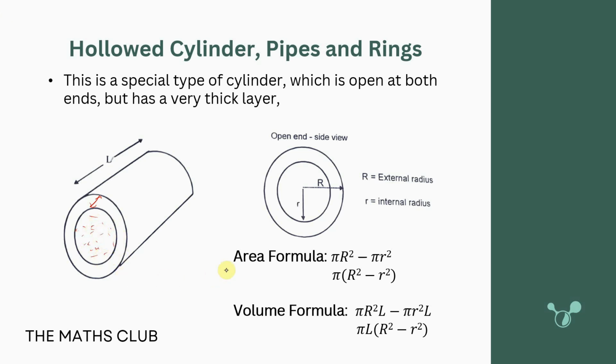So if we want to find the area, this free side is not covered by the solid, it's open. So we need to find a way to remove this side from it. That's why we said the area of the big circle, which is pi R squared, minus the area of the small circle, which is small pi r squared, right? By the time you remove the small area from the big area, you have the real area of the hollow cylinder.